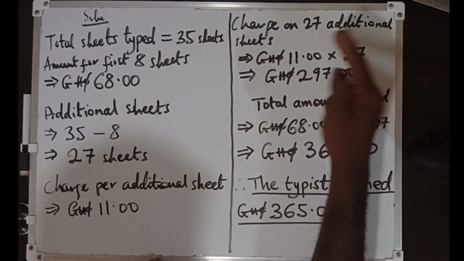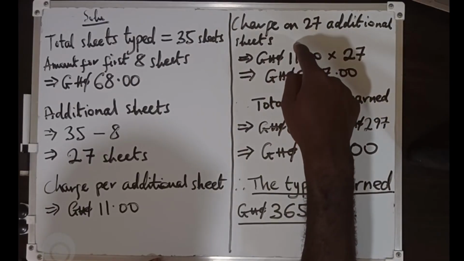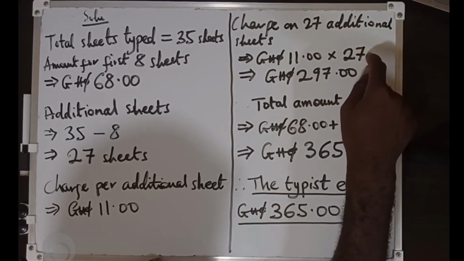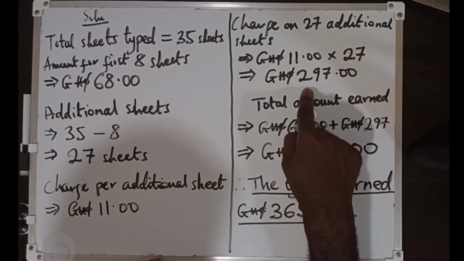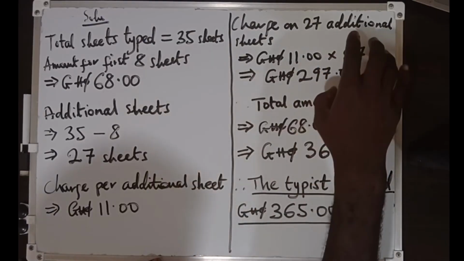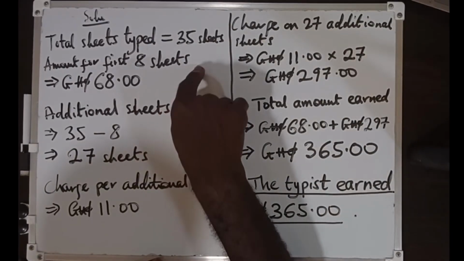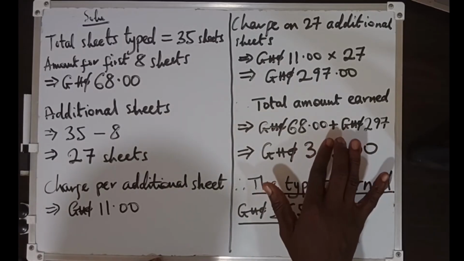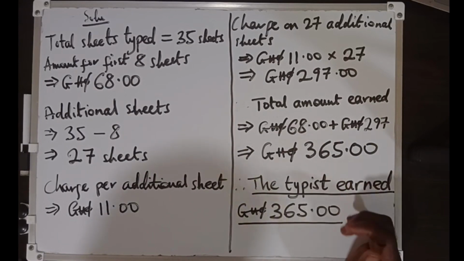So if you want to know the total amount that she will get from the additional sheets, it means you have to multiply the 11 cedis by the total number of additional sheets, which is 27. When you do that, you get 297. And then 297 cedis from the additional sheets plus 68 cedis from the first 8 sheets. When you put them together, you get 365 Ghana cedis. So that is how much the typist will earn after typing the 35 total number of sheets.